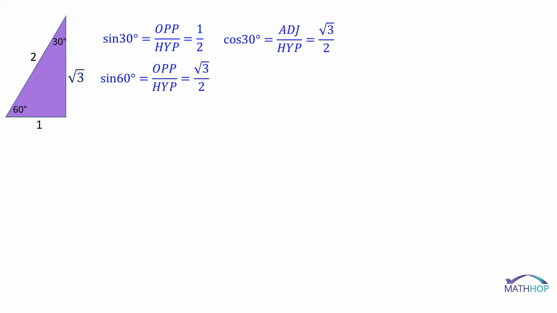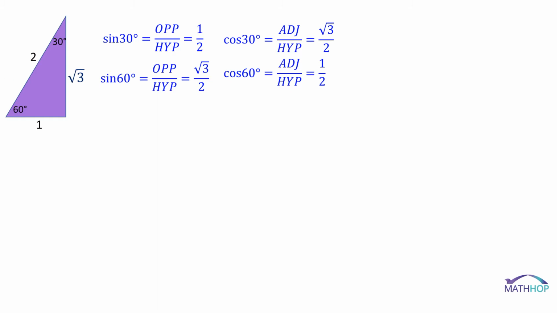All right, let's go to cosine. Cosine of 30. Remember, cosine is adjacent over hypotenuse. Adjacent is rad 3. Hypotenuse is 2. Rad 3 over 2. Cosine of 60. If you're looking at 60 and you go to the adjacent side, next to 60 is 1. Over the hypotenuse is 2. So the cosine of 60 is 1/2.